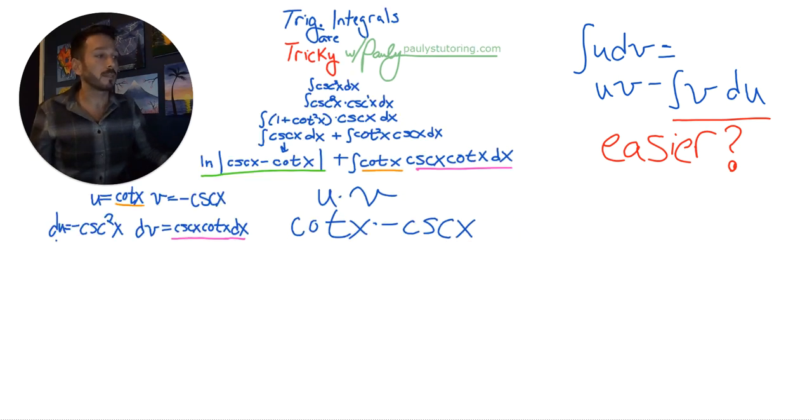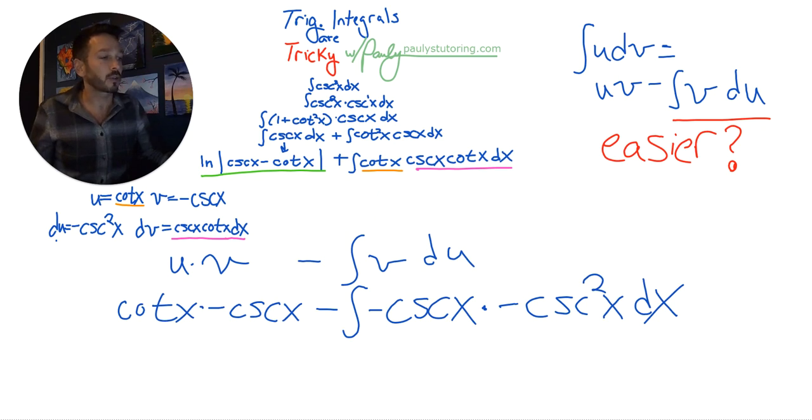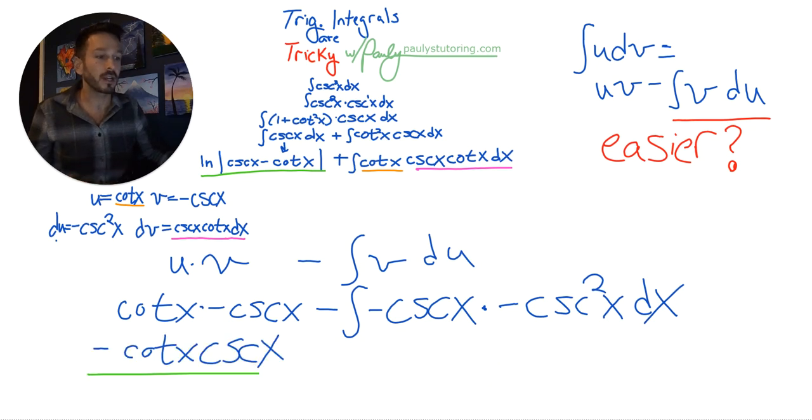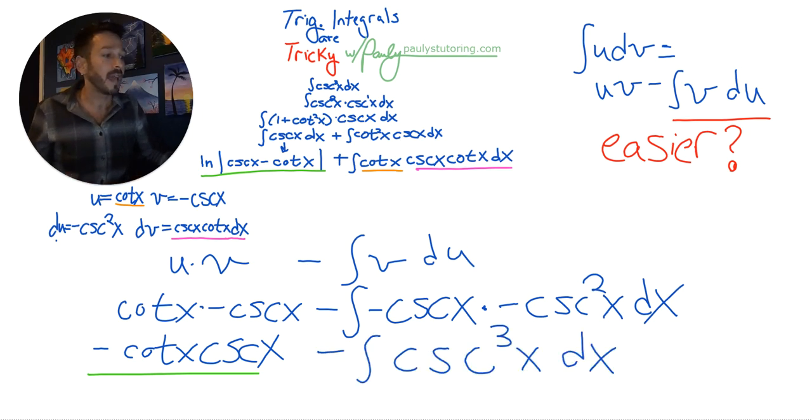Okay? So at this point, we're just going to plug in to our formula. There's uv, okay? Now minus the integral of v du. We have a lot of negatives flying around, so pay close attention to that. The part here in the green, minus cotangent cosecant, that's the uv, that's done. We're happy about that. Now we have minus the integral of cosecant cubed of x dx.